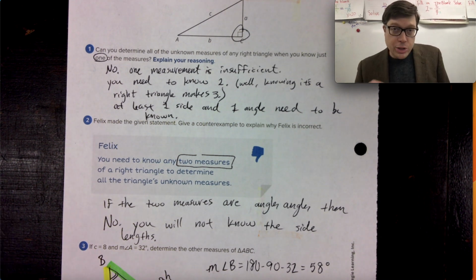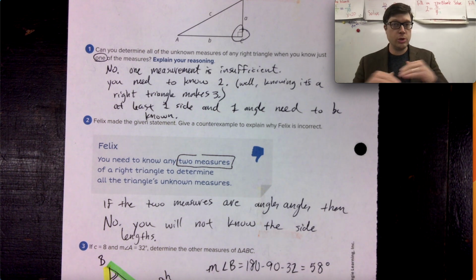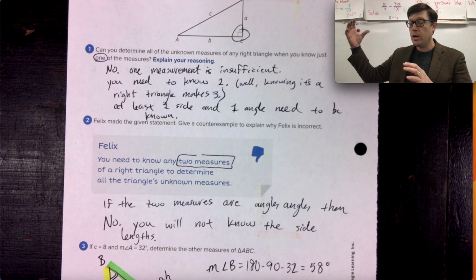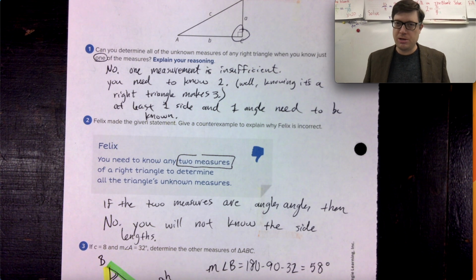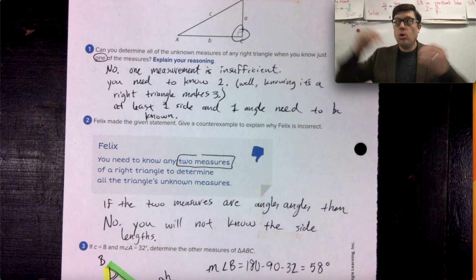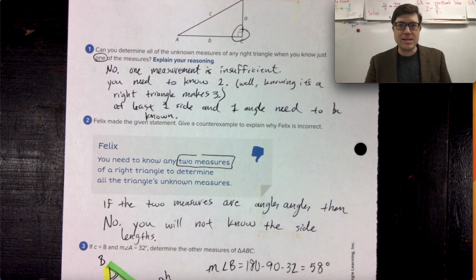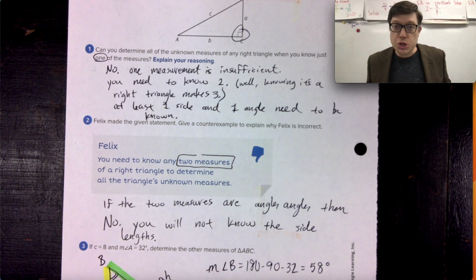If the two measurements that we know are angles, angle and angle, then no, we could create a small triangle that would have the same sine, cosine, or tangent ratio as a bigger triangle because it's all about the ratios of the sides. And small triangles' ratios, where the angle is the same, will have the same proportions as big triangles. So Felix is wrong because he didn't specify a side and an angle. You have to know a side and an angle in order for us to use trig to find all of the other unknown measurements of the triangle.